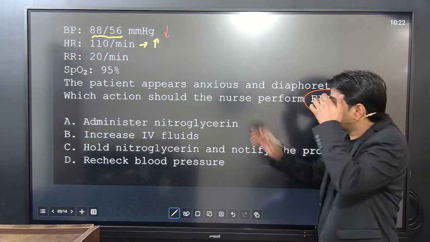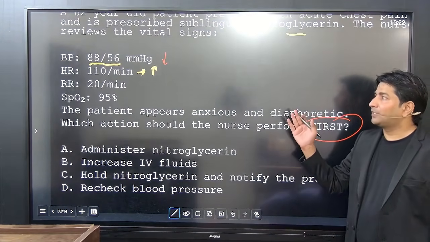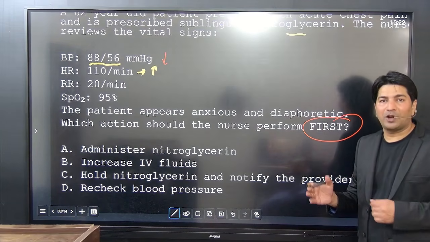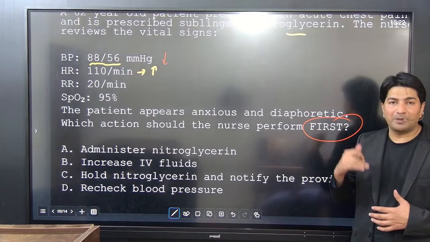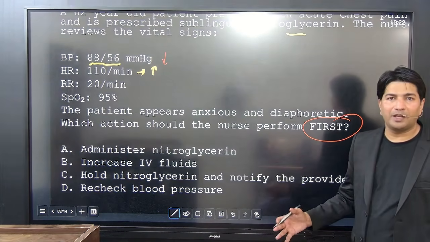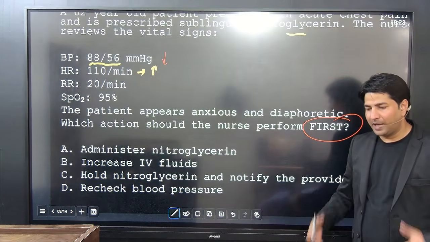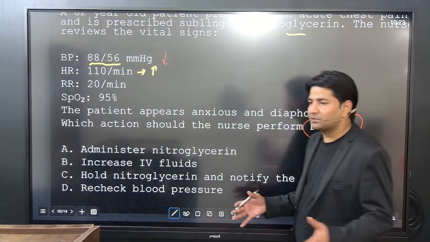But if the BP is already low, and we then give nitroglycerin, the blood pressure will drop even further. If the blood pressure drops even more, blood won't even reach the heart, because if vasodilation occurs throughout the body, then the blood won't reach the heart. What will happen is that it will stay in the other blood vessels throughout the body.